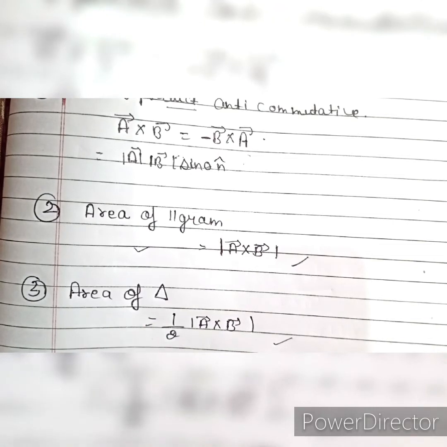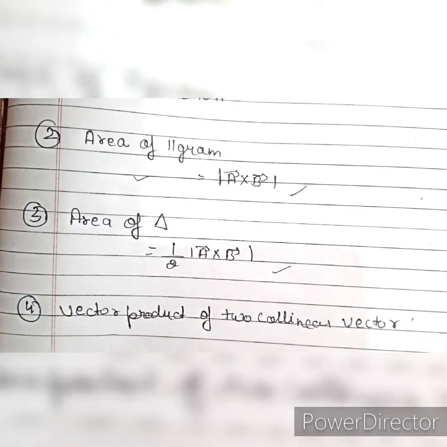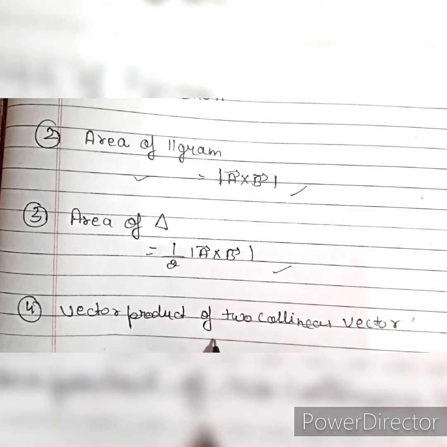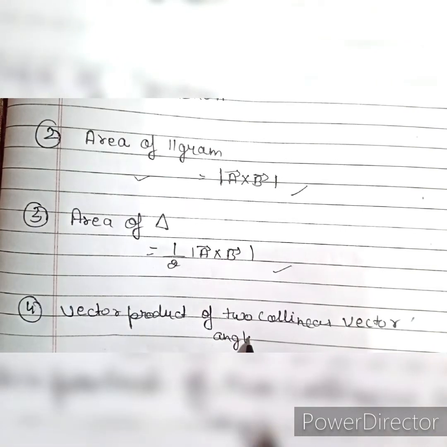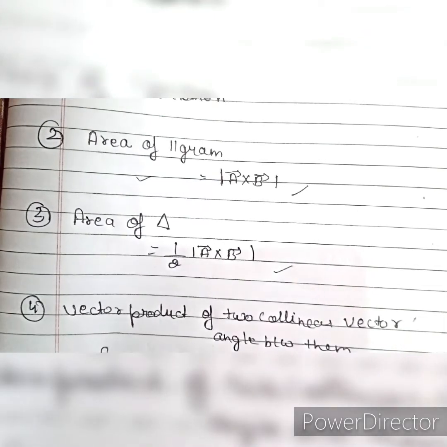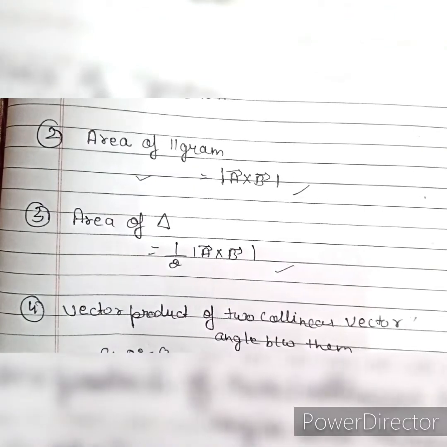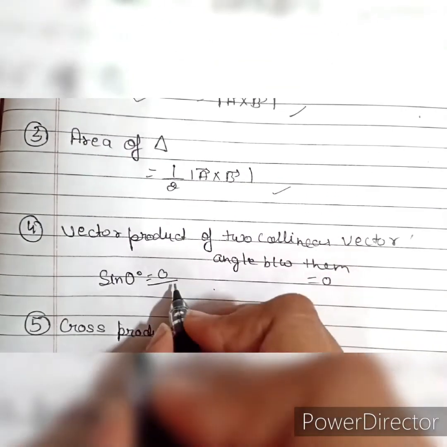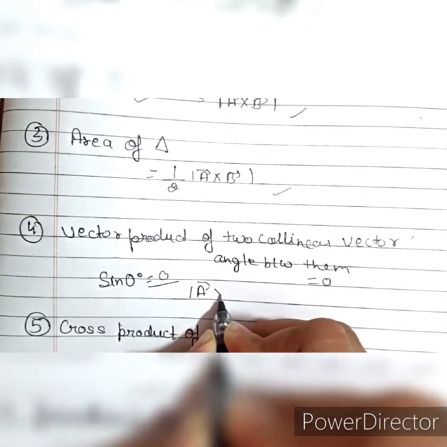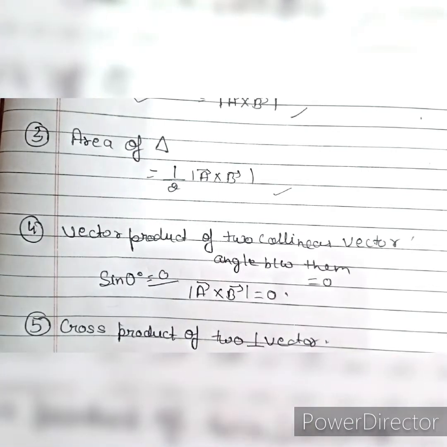Now the fourth property is the vector product of two collinear vectors. If two collinear vectors are multiplied, the angle between them is 0, and we know that sine 0 is equal to 0. So the vector product of two collinear vectors is 0. It means A cross B is equal to 0 because sine 0 is equal to 0.